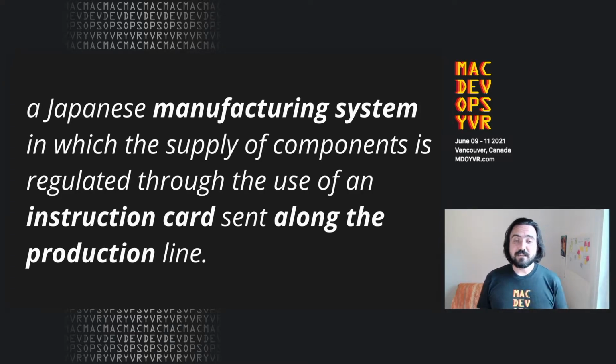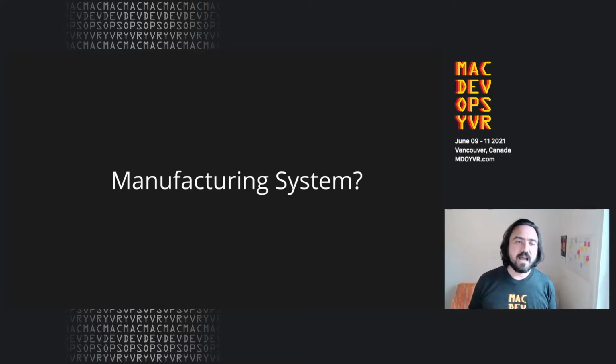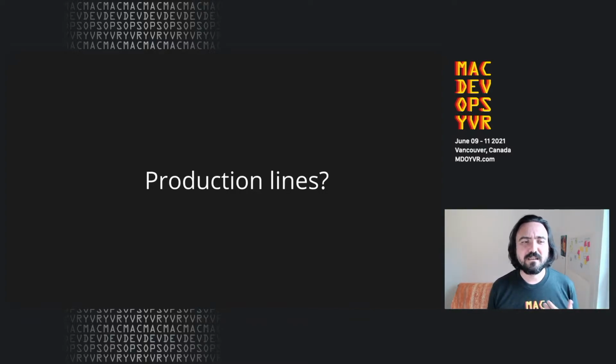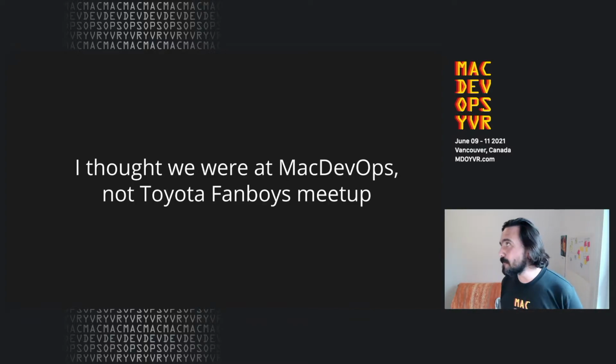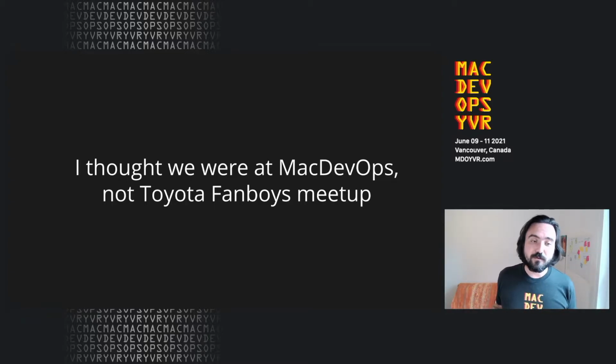So it's a manufacturing system regulated by an instruction card passed along the line. So I hear you saying, what does this have to do with Macs and DevOps? Who cares about car manufacturing, man? We're not production lines. Well, turns out when you hear about DevOps and lean and agile and all those fancy words, when you start digging into this culture and this philosophy, they're all strict direct descendants from Toyota and their production systems. But that's probably a subject for another talk.